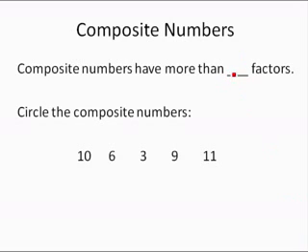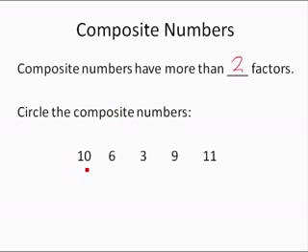Composite numbers are whole numbers with more than two factors. They can be divided by a number other than just one and themselves. So to find composite numbers, we look for a number that can be divided by a number other than one and itself.